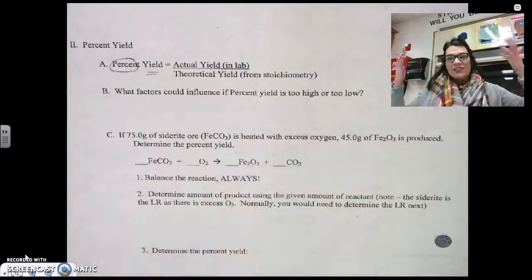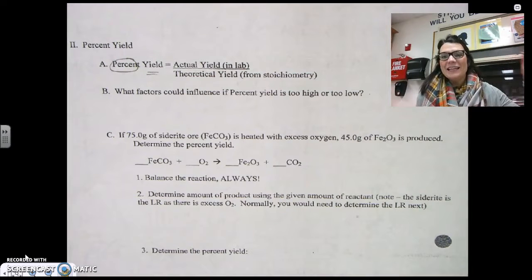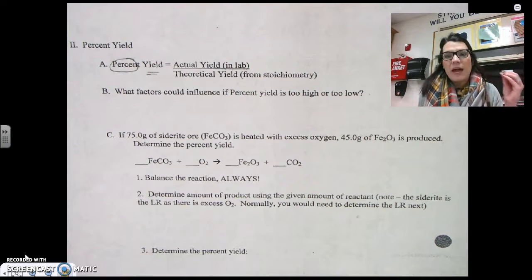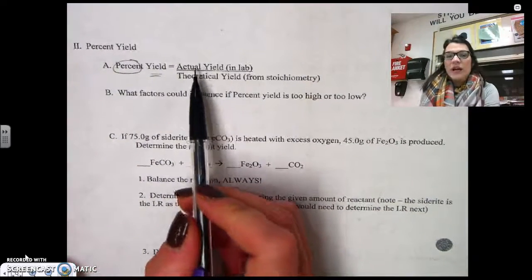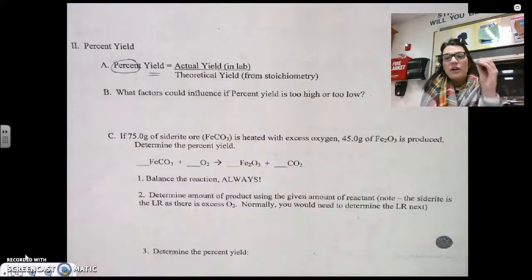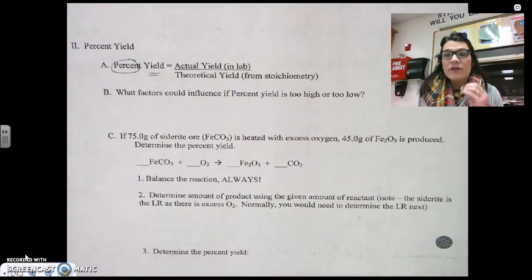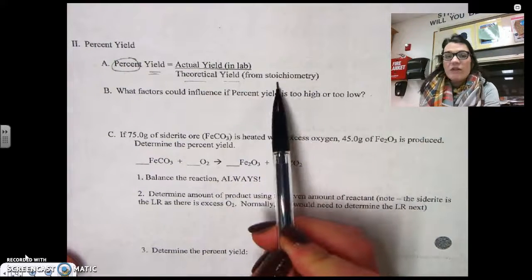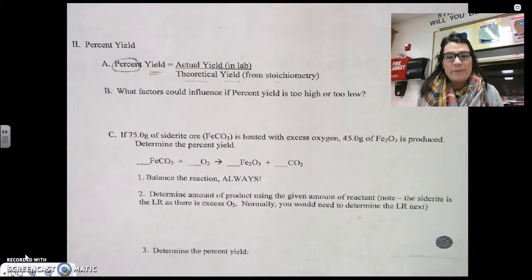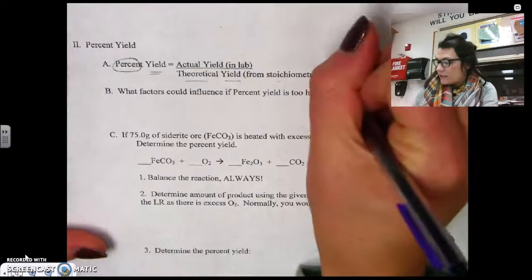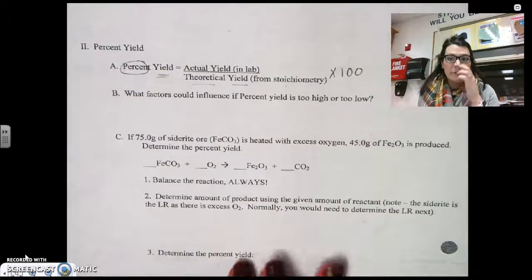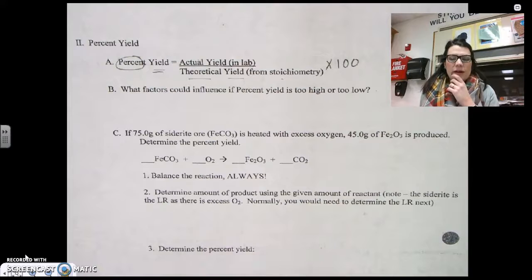Yield means how much do I make. So a percent yield is going to be the percentage of how much I made out of how much I should have made. So percent yield is going to be the actual yield, what you actually yield inside of the lab, divided by the theoretical yield based off what you calculate through stoichiometry. So it's going to be actual divided by theoretical, and then obviously since it's a percentage, it has to be multiplied by 100.